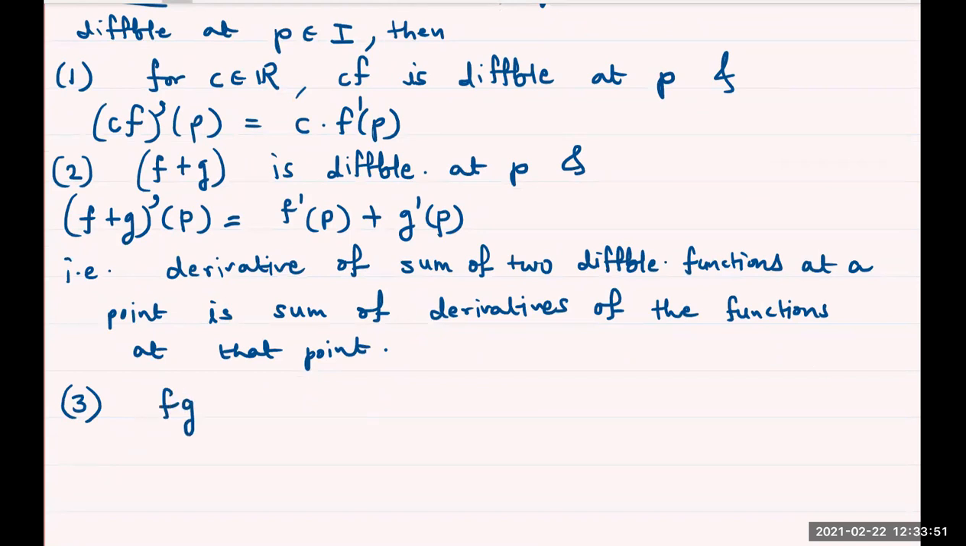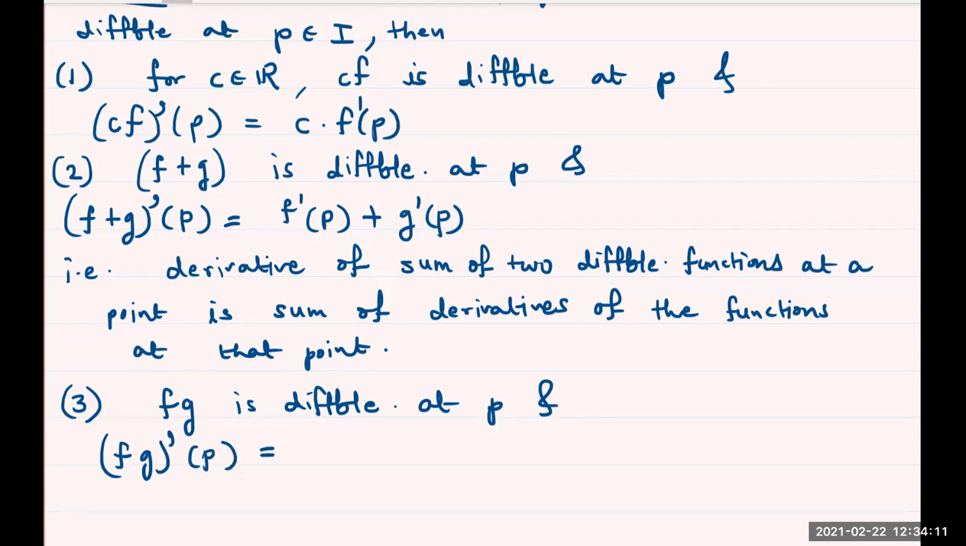FG. When I say FG, it is product is differentiable at P and (FG)' at P is equal to क्या है? ये अपना कौन सा U into V का फॉर्मूला मालूम है नहीं सबको? It is f dash at P into G of P plus f of P into G dash. This is the formula.